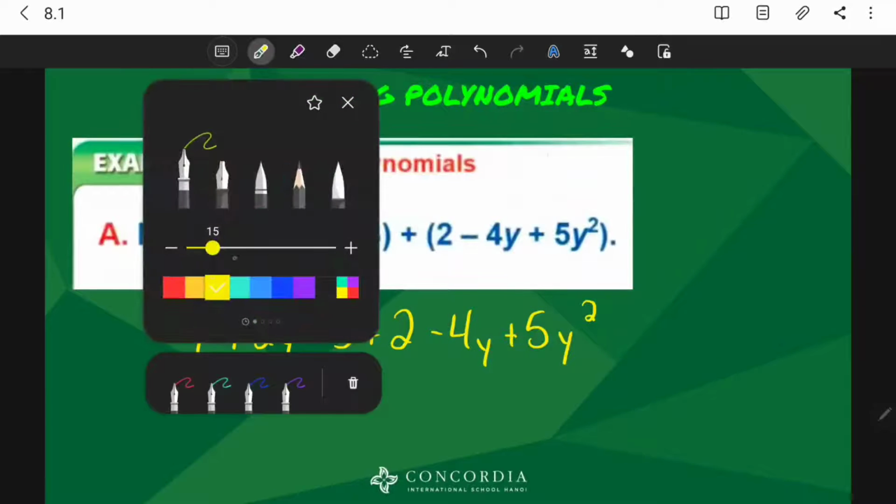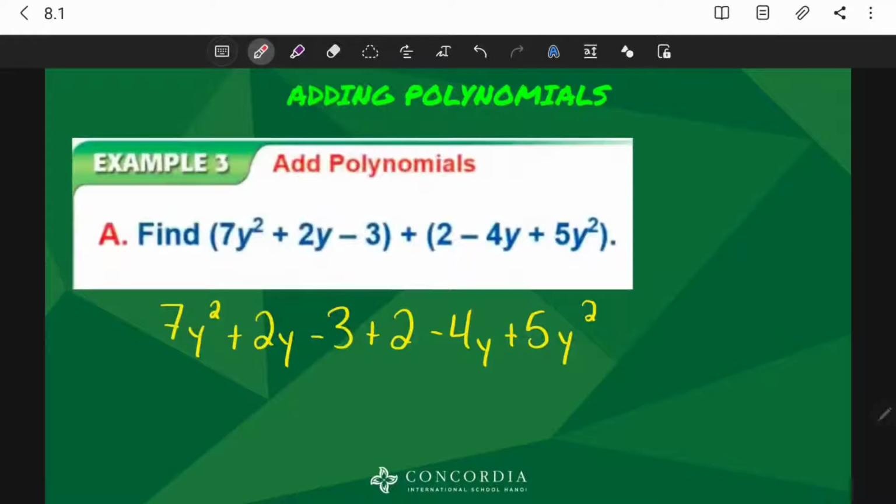I'm going to switch colors to give you a clear indication of what I'm doing here. So looking for like terms, I can see my 7y to the power of 2 over here and my 5y to the power of 2 over here. What I'm going to do on this one is simply 7y to the power of 2 plus 5y to the power of 2. And I'm going to rewrite it over to the side so it's a little clearer. It's going to be 12y to the power of 2.